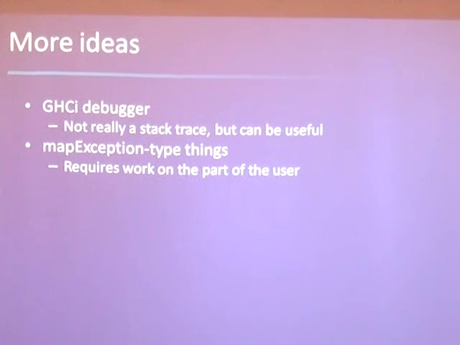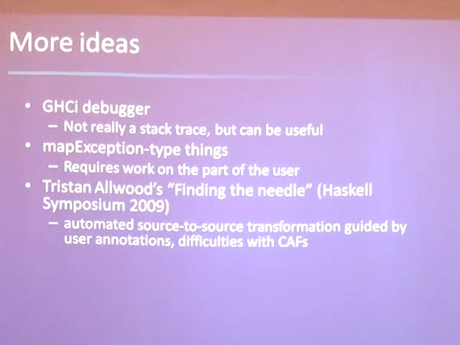So, there are map-exception type tricks you can play. You can modify exceptions using unsafePerformIO before they are thrown, so there are pure ways of doing it. I believe there might be libraries on Hackage as well, though I couldn't find them when I looked. I know people have hacked up their own ways of doing this kind of thing. But even if it worked, it would require work on the part of the user, so it's not really satisfactory.